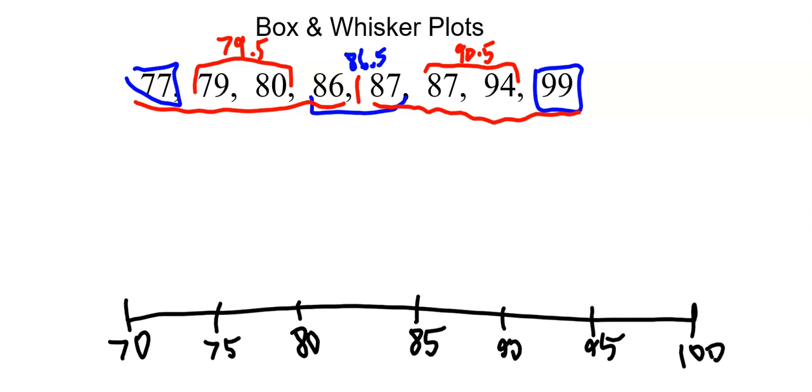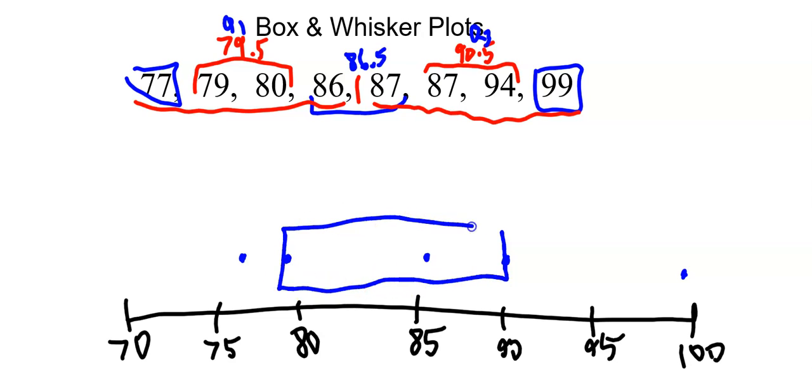So to plot those 5 numbers, the 5-number summary, 77 right about here, up above here. 79.5 is right about here. 86.5, somewhere in this neighborhood. 90.5 and 99. So the box, again, this is really Q1 right here. This is Q3. So it goes from Q1 to Q3. You draw a box there. Draw your line for the median. Connect these.